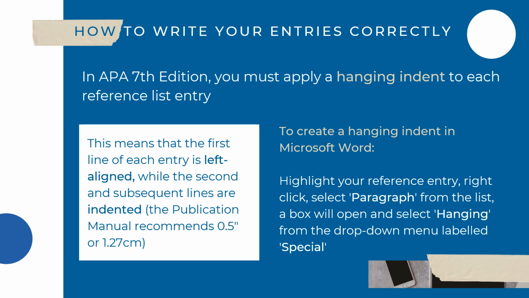Rather than having to manually create each hanging indent when using Microsoft Word, you can simply select your reference entry, right-click, select Paragraph from the list. A box will open and you should select Hanging from the drop-down menu labelled Special.